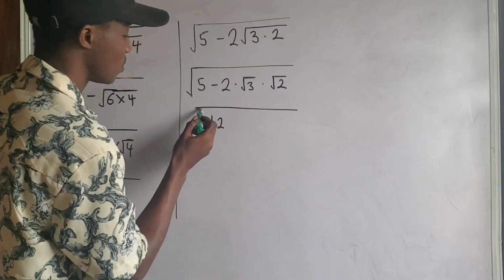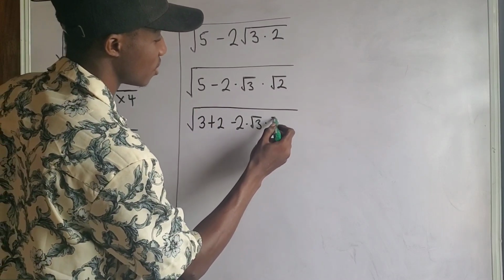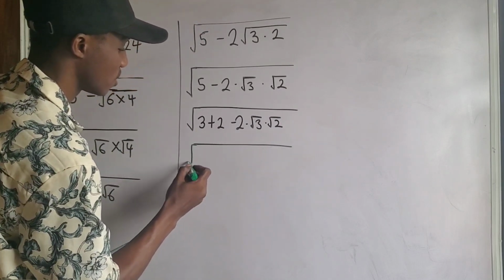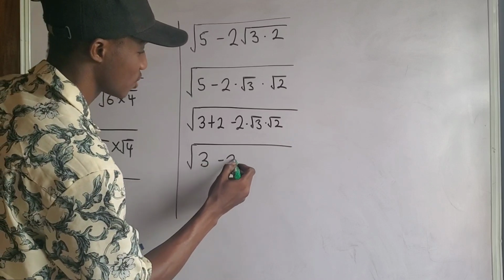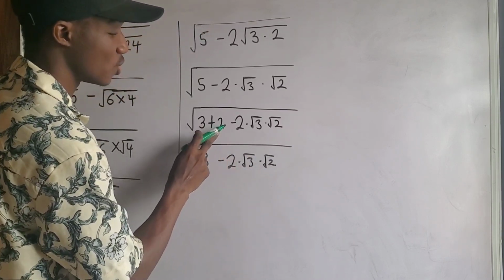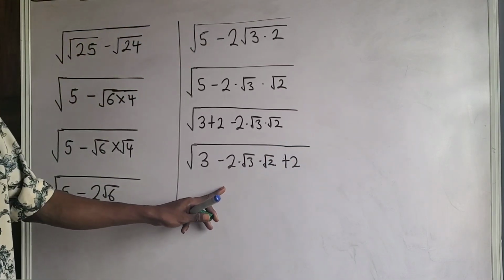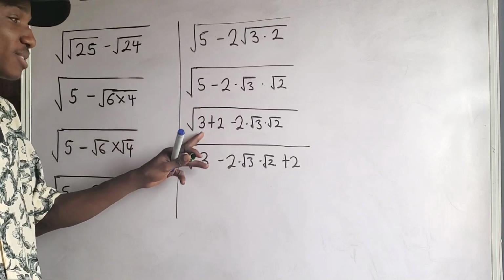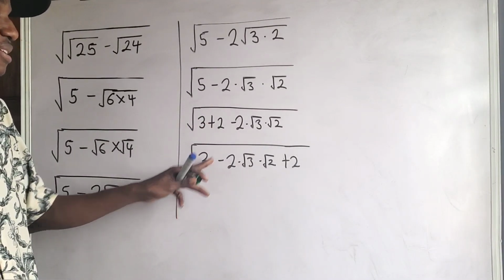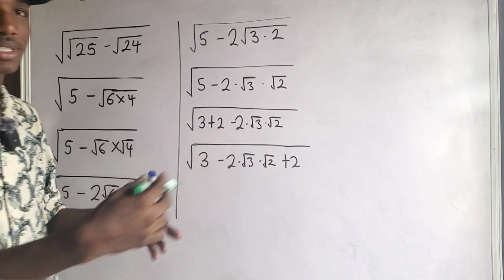So let us put the square root, minus 2 dot root 3 dot root 2. So for this, I'm going to have the square root of 3 minus 2 dot root 3 dot root 2. Then this plus 2, I'm going to take it to this point. Do you understand how I got here? I rewrite this 5 as 3 plus 2. Are you getting it? So I put this 3 that you see here, this negative 2 root 3 root 2, this is it. Then this plus 2, I put it at the back.